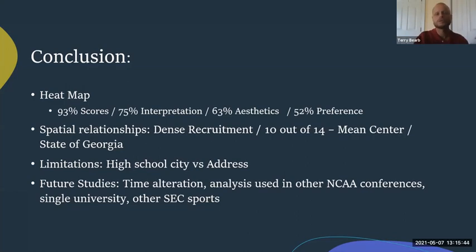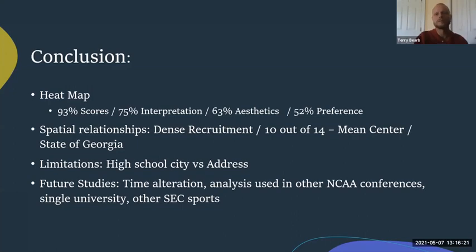And then for future studies, I think there's a couple things we can look at here. So one is time alteration. I did my study on a 5-year span, but this can definitely be repeated for more or fewer years. It can be used in other NCAA conferences. So for example, the same methods could be applied to the Big Ten or Pac-12 to just view where their recruit dispersion is also coming from. And then, instead of focusing on all 14 schools in a conference, it can also just be used on a single school within the conference to really focus in on where the dispersion is for that single school.